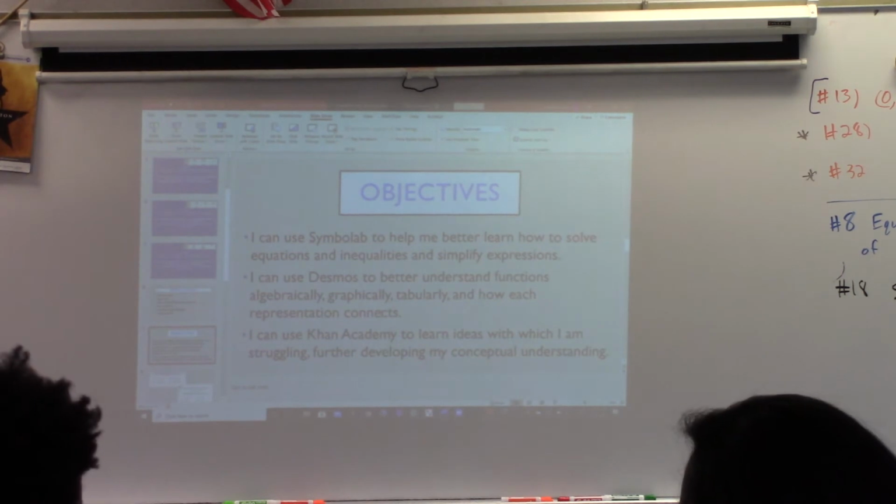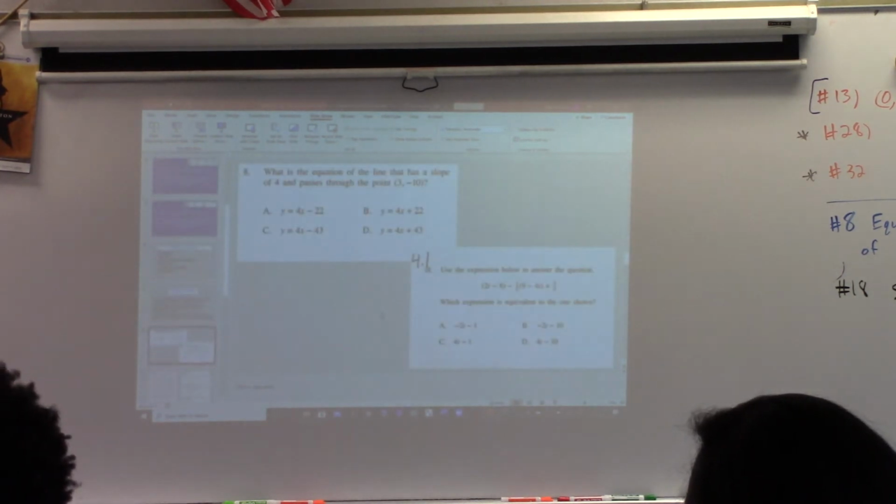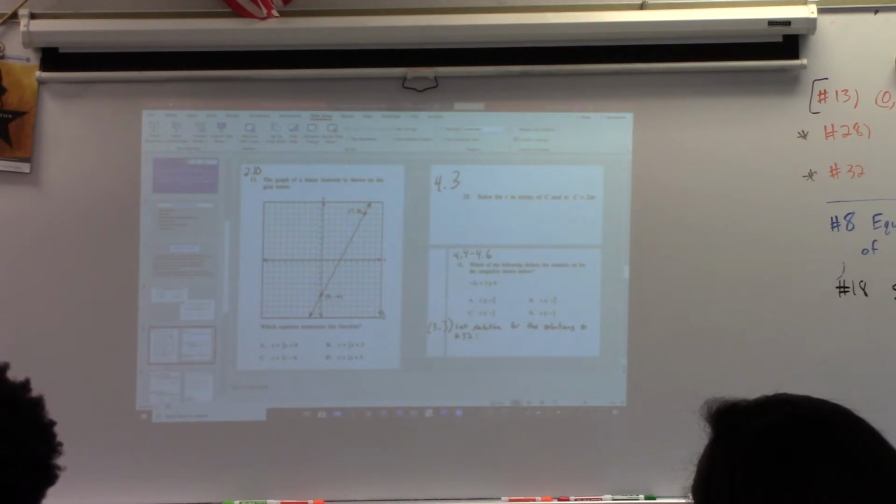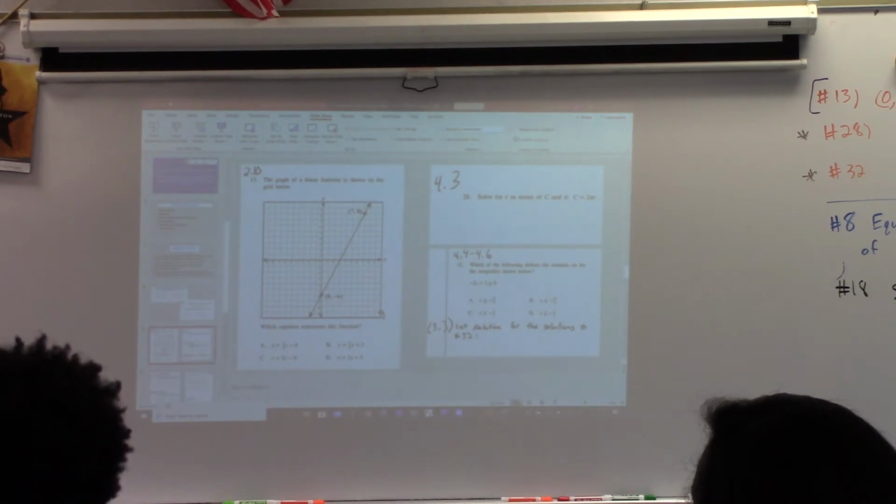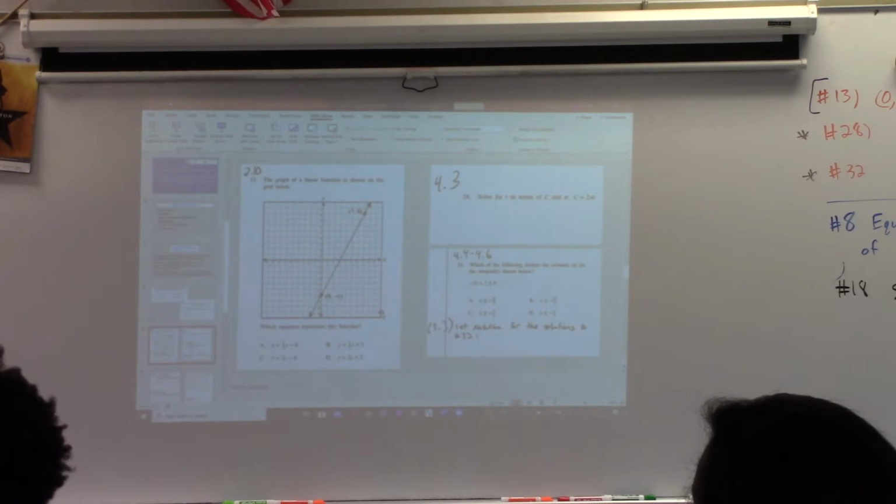So the reason why I have you getting your review packets out is this. Here are a few problems from the review packets. Number 8, number 18, numbers 13, 28, and 32. These are 5 of the most missed questions on the review packet, and that we missed certain details. It was one of the hardest for a lot of students. And so we're going to use these to help drive how we understand how to use Symbolab and Desmos and all those things. Does that make sense?